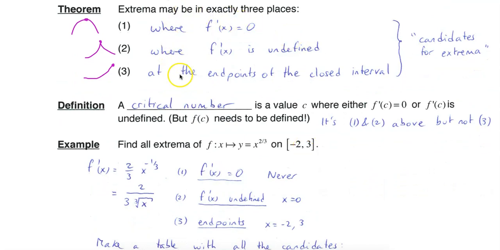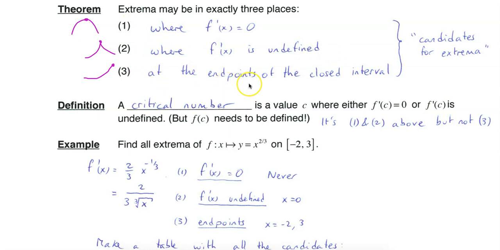Out of these 3, the first 2 have a special name. When you find the x value where these characteristics happen here, these are called critical numbers. So in a place where f prime of c equals 0, or a place where f prime of c is undefined, we say that c is a critical number. So it corresponds to number 1 and number 2.